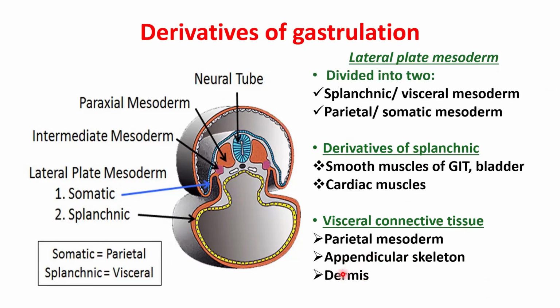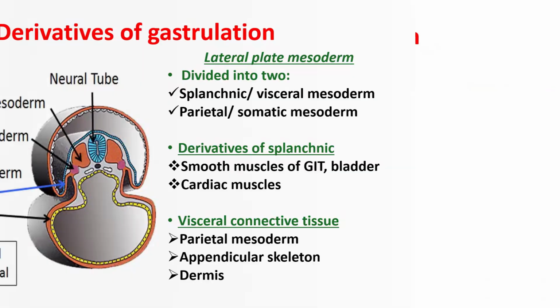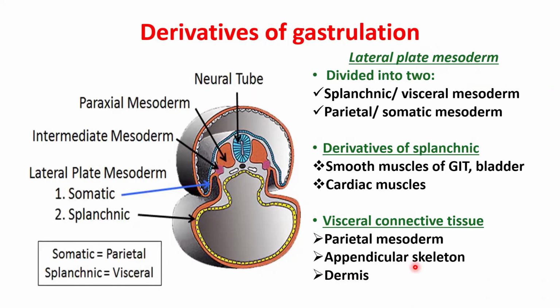So remember the dermis of the other parts of the body, apart from the back, will be coming from the parietal part of lateral plate mesoderm. So those two appendicular skeletons will talk about the bones of the arm, the bones of the forearm, the bones of the upper limb and lower limb. They will be coming from the parietal part of the lateral plate mesoderm, and the dermis will be coming from that.